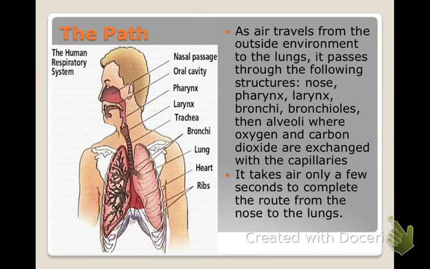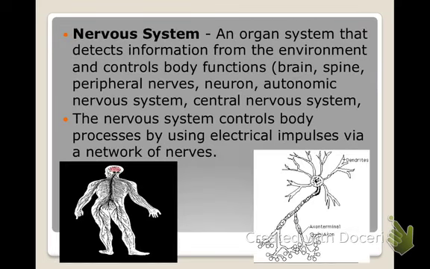Oh, this is what I was just talking about. It says, as air travels from the outside environment to the lungs, it passes through the nose, pharynx, larynx. The larynx is your voice box, so I always remember la la la la larynx, like you can't sing without your larynx. That's what gives you your noise. The noise that comes out, it's two muscles that vibrate, and that's what gives you sound. Okay, and so after your larynx, we have bronchi. Remember, it divides into two, then into the little tree branches, the bronchioles, and then alveoli, where oxygen and carbon dioxide are exchanged with the capillaries. And it takes just a few seconds. I already told you all that.